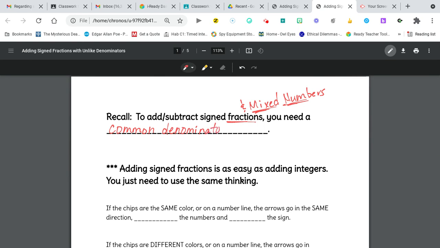Basically, we'll be using a T-chart on this, and we will not be changing mixed numbers to improper fractions. So add that. You only do that on multiplication and division.